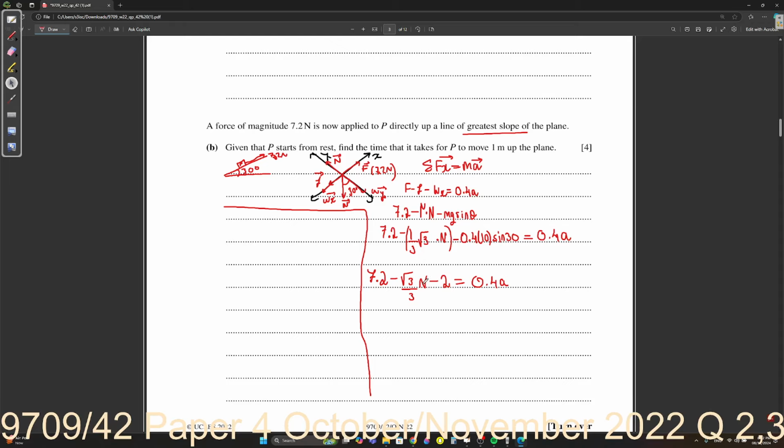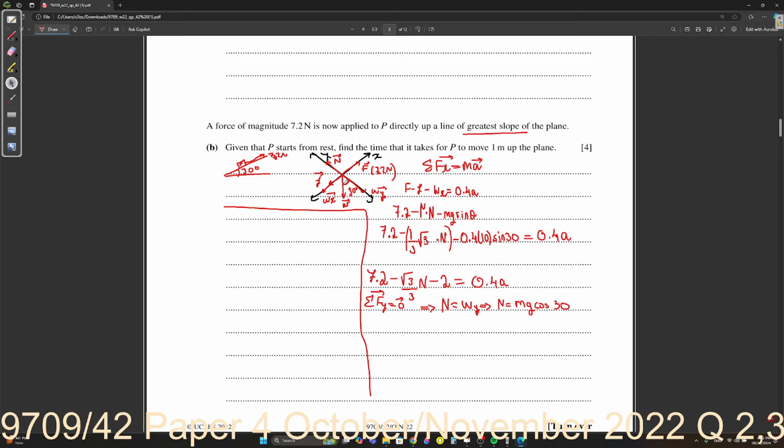I need to substitute N. So what do I do? Now, sigma Fy is equal to 0. What does this mean? Don't forget the vector symbols. Why is Fy equal to 0? Because my block, is it jumping up and down? No, right? Always do sigma Fx, sigma Fy. It's not moving vertically. What are my vertical forces? N and Wy. So that means N is equal to Wy. What does this mean? N is equal to mg cosine 30, right?